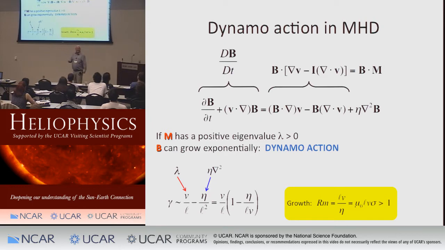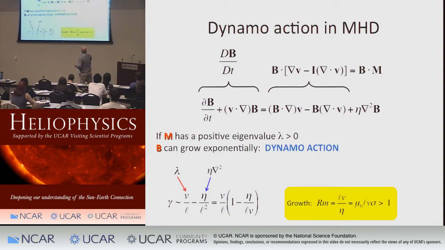Okay. Now I can ask the same question. What's going to happen to B? Is B going to grow? Well, really, the answer is if this matrix has a positive eigenvalue, yes, B is going to grow. Because if I multiply by that eigenvector, I'll get dB/dt is gamma times B. And we've already seen in the toy model, if gamma is positive, exponential growth. This is just a vector version of the same thing. So we get growth.